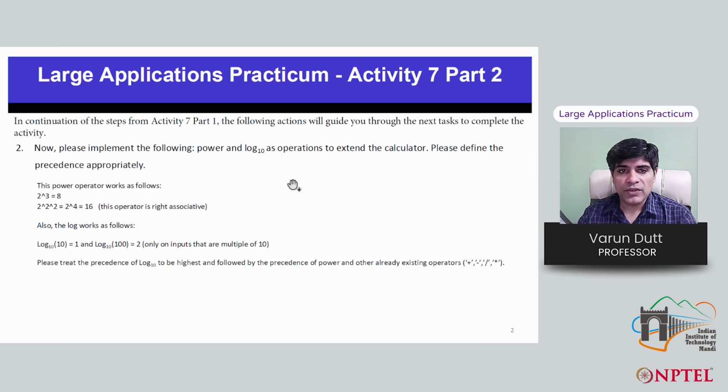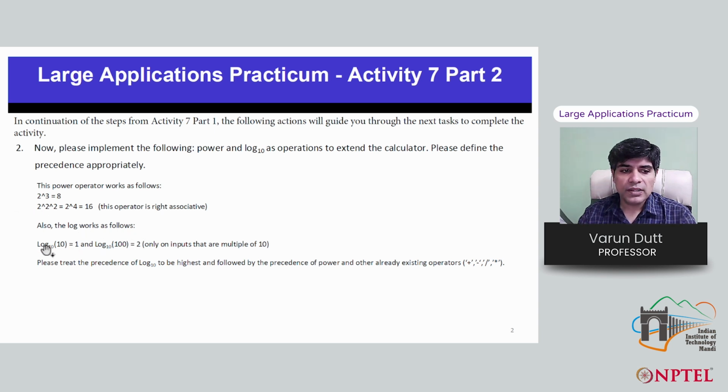And now is the time for an activity, where we are going to use the calculator which we created in the last lecture and this lecture, and build upon it to add power and log 10 operations to extend the calculator. So now we need to define a POW or power operation, where we can say 2 raised to the power 3 will be 8, and 2 raised to the power 2 raised to the power 2 will be 16. So we can create it right associative. It will first solve this part and then solve this part. Associativity is the direction in which calculation proceeds.